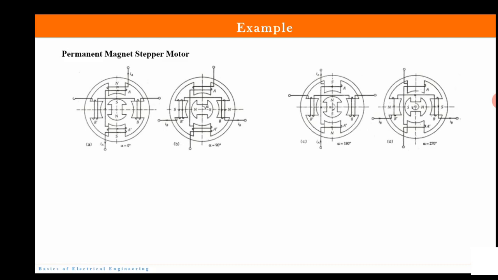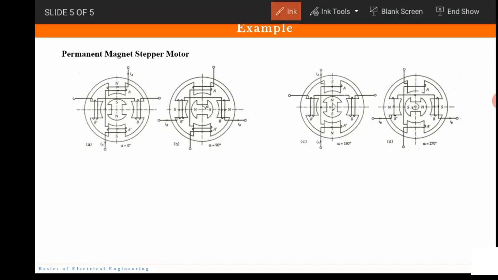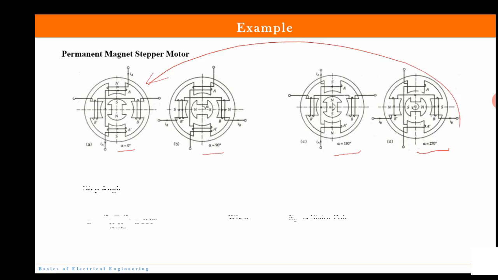So this is a 90-degree shift. See, here it is 0, then 90, then 180, 270, and then it comes back to 0 or 360 degrees. So this is how it works. Now let us talk about the step angle. Okay, step angle.